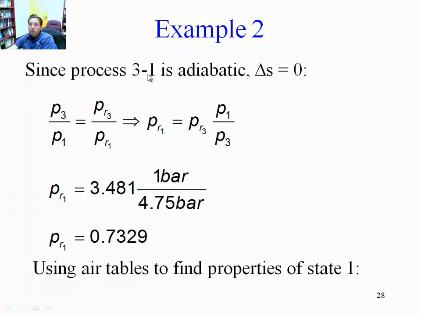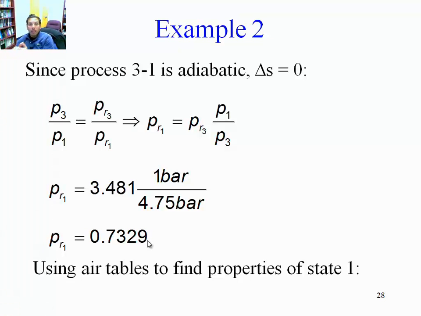It says, since the process from 3 to 1 is adiabatic and reversible, then delta S is equal to 0. For processes where delta S is equal to 0, we can relate these pressures to the PRs. P3 over P1 is equal to PR3 over PR1. We could also say the opposite. P1 over P3 is equal to PR1 over PR3. Now, we're going to use this because we know P3, we know P1, and we know PR3. So we can solve for PR1. PR1 is equal to PR3 times P1 over P3. So PR1 is 0.7329.